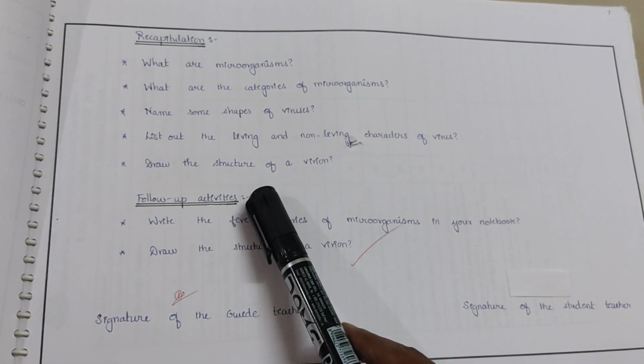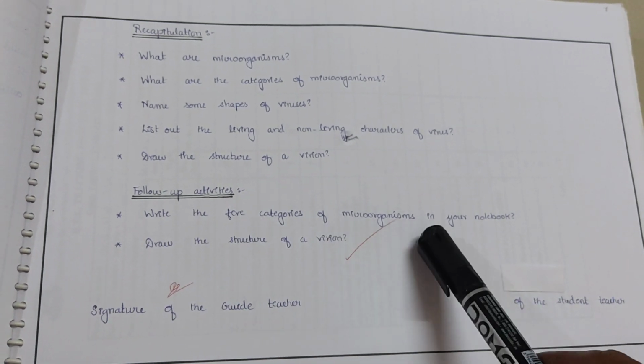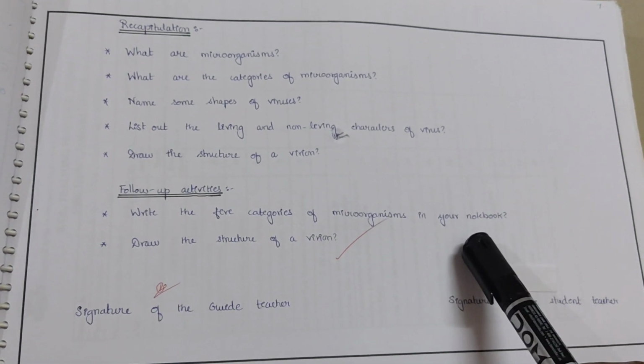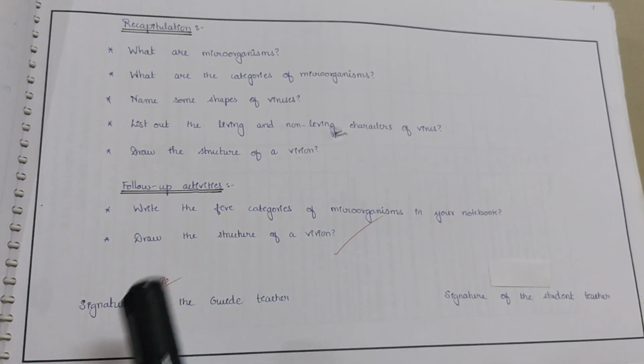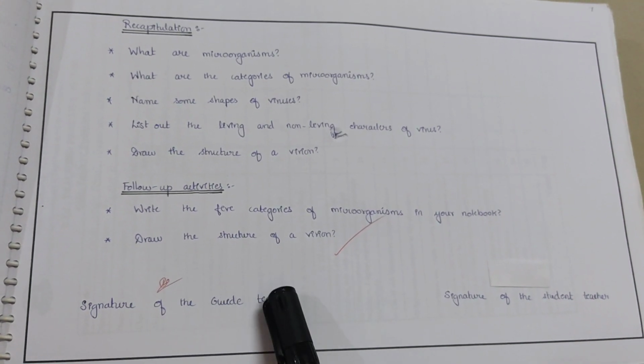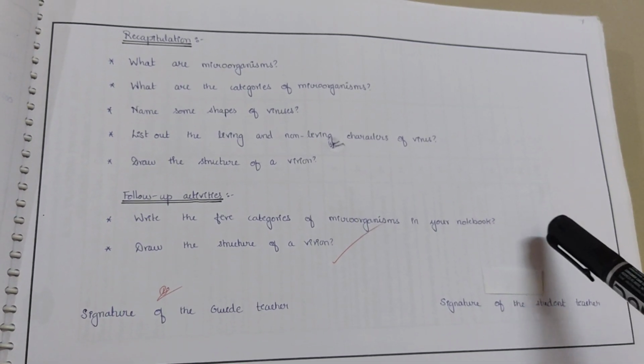And we give some follow-up activities. Write the 5 categories of microorganisms in your notebook. Draw the structure of a virion. And here goes the signature of the guide teacher and the signature of the student teacher, which will be your own sign.